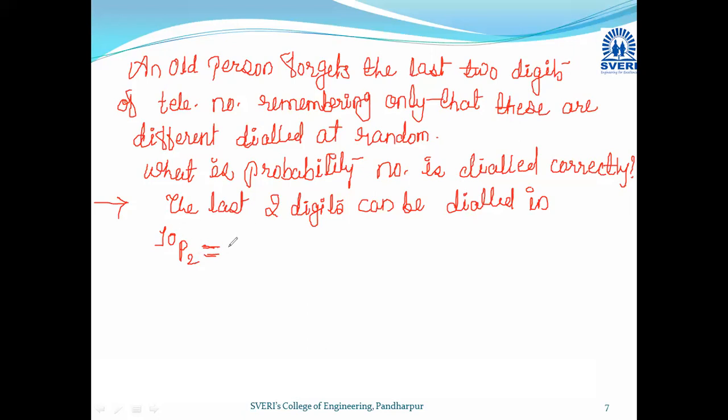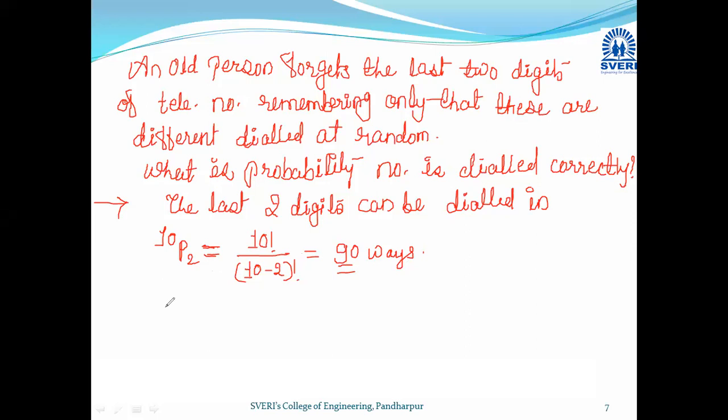NPR, yes, 10 factorial divided by 10 minus 2 factorial, na? Which is equal to 10 into 9 into 8 factorial upon 8 factorial. 8 factorial cancel. So 10 into 9, it is 90 ways. Okay. Now, out of these 90 cases, there are 90 cases total. So out of these 90 cases, only one case is favorable.